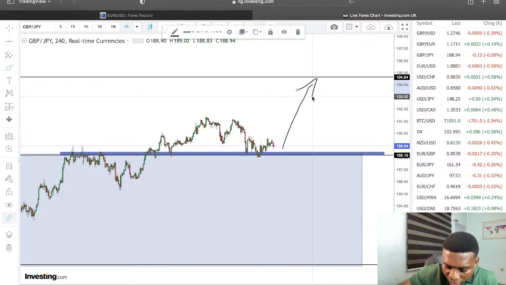So for GBP JPY, it's a buy. For GBP USD, it's a sell on a short-term basis.